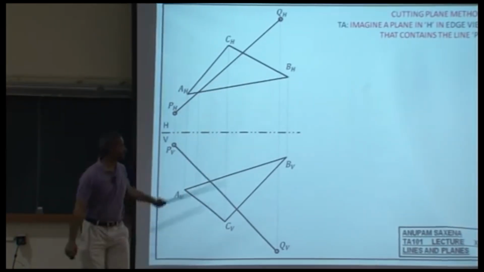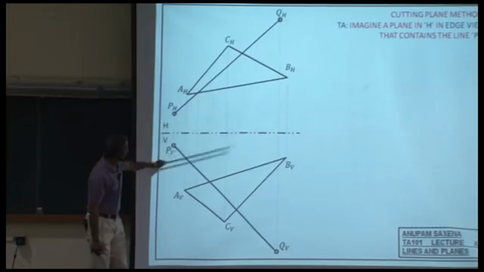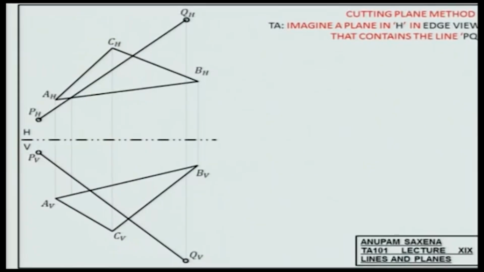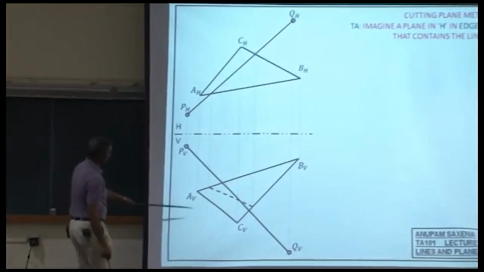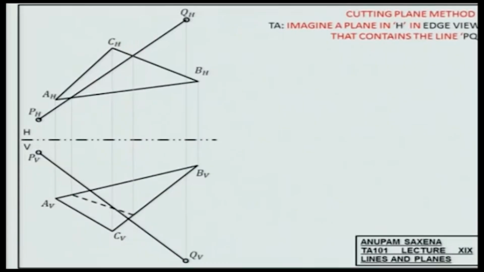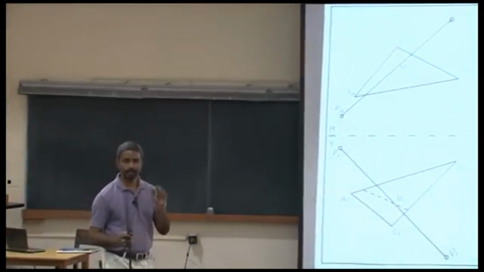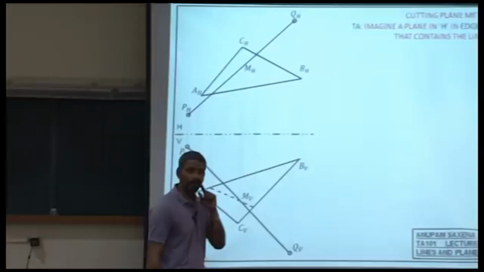So we are interested in that plane intersecting with the plane ABC. Okay? And of course, two planes intersect to give you a what? A line. So this is where the impression of that line is going to be. That line is going to be intersecting the line PQ. Of course, this would be the point of intersection, MV. Project it up to get MH. Once again?